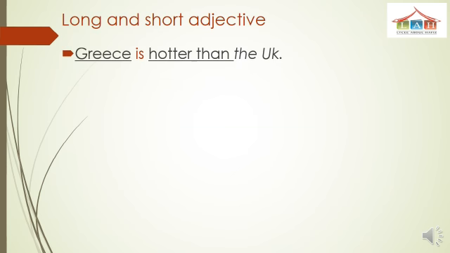Greece is hotter than the UK. Look at this sentence. Greece is a subject. We have subject, is verb, hotter than comparative adjective. The UK is a noun. So here we use than to compare Greece and the UK. We use than to compare two people or two countries or two things or two animals, etc. So we put subject, verb, comparative adjective, than, and noun. Okay.